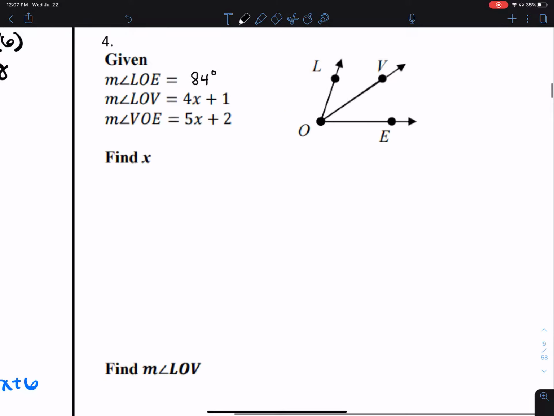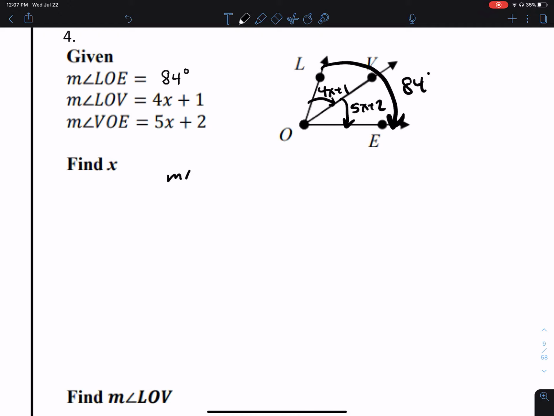Number 4, very similar picture. Measure of angle LOE is 84. Now that's the big angle, so I'm going to put that here on the outside. Strongly encourage that. Measure of angle LOV is 4x plus 1. Measure of angle VOE is 5x plus 2. According to the angle addition postulate, the measure of angle LOV plus the measure of angle VOE equals the measure of angle LOE.